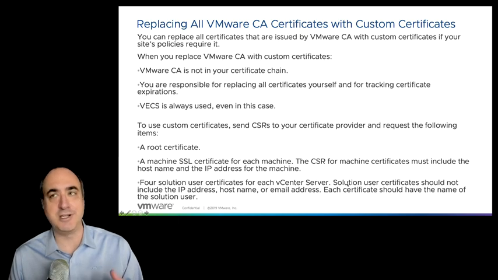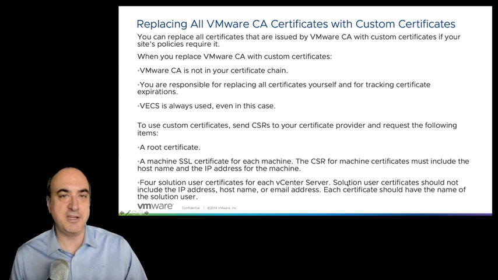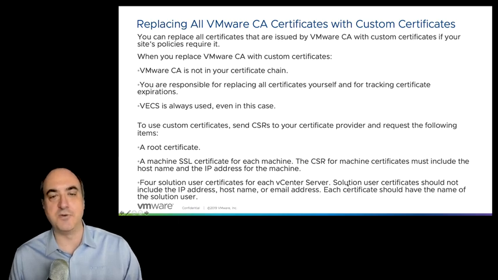Like I said, there's about 26 services that need certificates all inside vCenter, but the solution users will reverse proxy for them. And so you can actually just request 4 solution user certificates for each of the vCenter servers you have in your environment, right? Because you might have multiple vCenters. Each vCenter server will need to have their individual solution user certificates replaced by this external entity. Right? These solution user certificates should not include the IP address or the host name or the email address. Each certificate should have the name of the solution user.